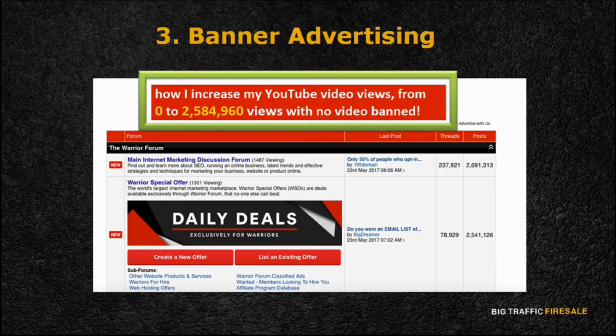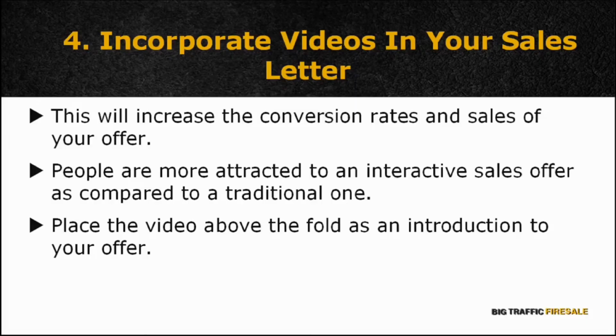That's because it is above the fold and it can be seen by almost all visitors to the Warrior Forum. The banners on the Warrior Forum are charged based on CPM, which is cost per impression. The top banner will cost you $5.99 per 1,000 impressions, and the bottom banner will cost you $1.49 per 1,000 impressions. The fourth tip is to incorporate videos in your sales letters to increase the conversion rates and sales of your offer.